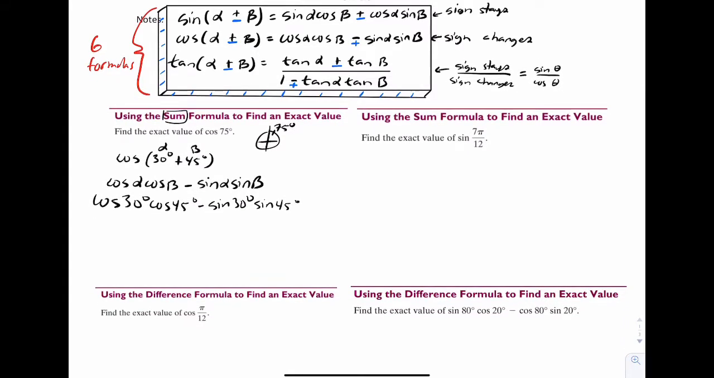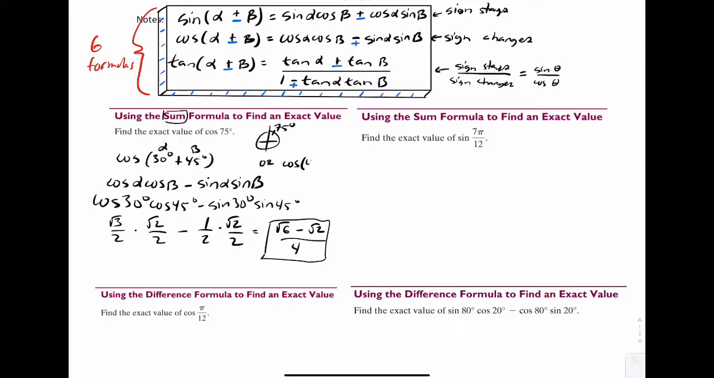Now we're going to evaluate this. Cosine 30, that's just root 3 over 2. Cosine 45 is root 2 over 2. Minus sine 30 is 1/2. Sine 45 is root 2 over 2. This becomes root 6 minus root 2, all divided by 4. And there's your answer. Now you could have also done, so I write or here, you could have done cosine of 45 and 30.